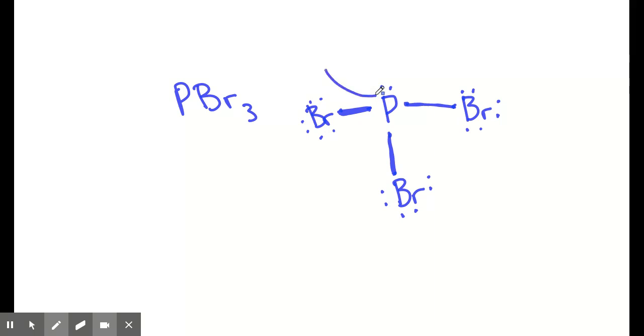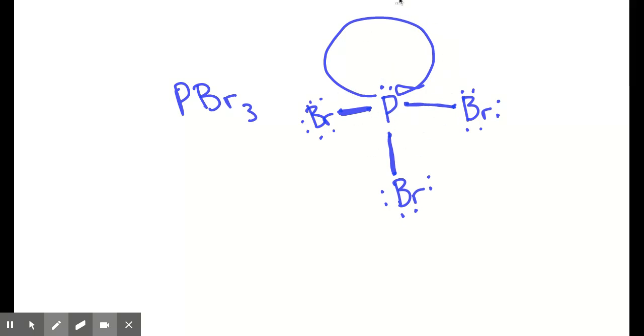Sometimes it helps to draw this out so you can visualize it a little bit better. If I have my 3 bromines and my 1 lone pair, then looking at electron groups, I have 1, 2, 3, 4. Looking at bonded pairs, I have 1, 2, 3, and I have 1 lone pair. So on that chart, you're going to have 4, 3, 1.